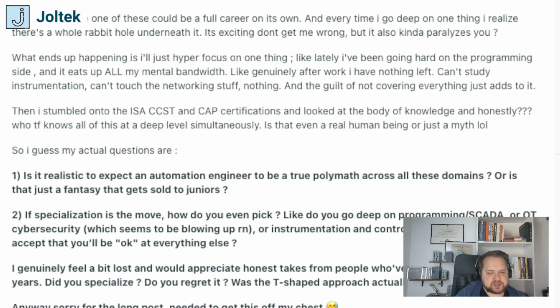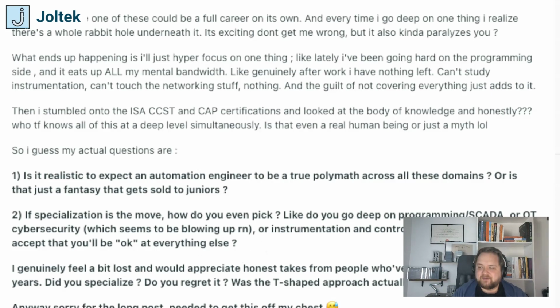Two, if specialization is the move, how do you people pick? How do you go deep on programming, SCADA, or IT cybersecurity? And I generally feel a bit lost and would appreciate honest takes from people who have been doing this 5, 10, 20 years. Did you specialize? Do you regret it? Was a T-shaped approach actually achievable? Anyway, sorry for the long post. Need to get this off my chest.